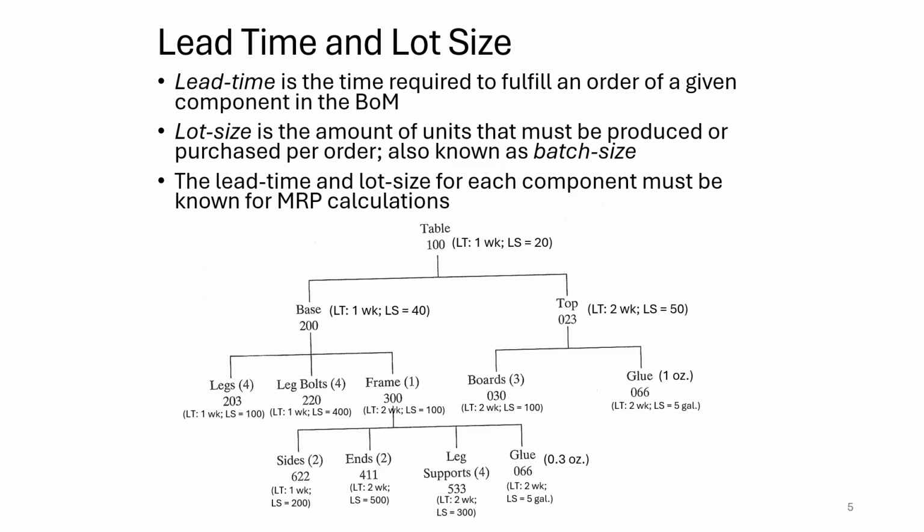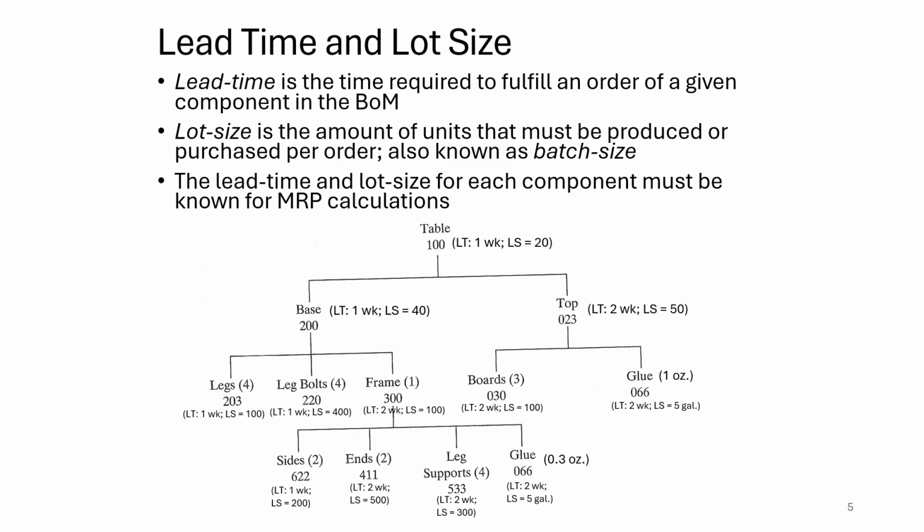So now let's look at the lead time. The lead time tells us how many weeks in advance we will have to place an order for that particular component or assembly so that it arrives on time. So for example, for table, which is the main assembly, the lead time is 1 week. And for base, the lead time is 1 week. For top, the lead time is 2 weeks. And similarly, if you go all the way down the BOM, the sides, which are an individual part, have a lead time of 1 week as well. The ends have a lead time of 2 weeks and so on.